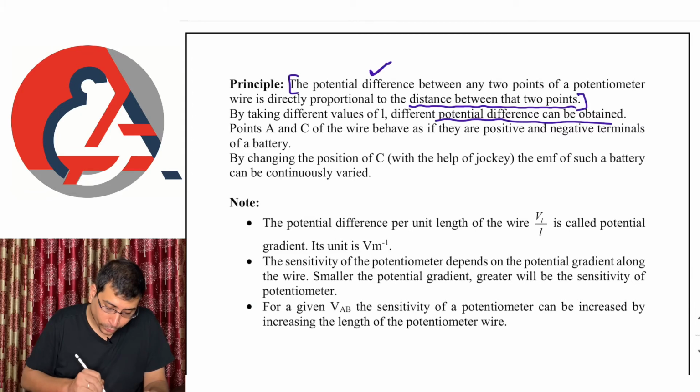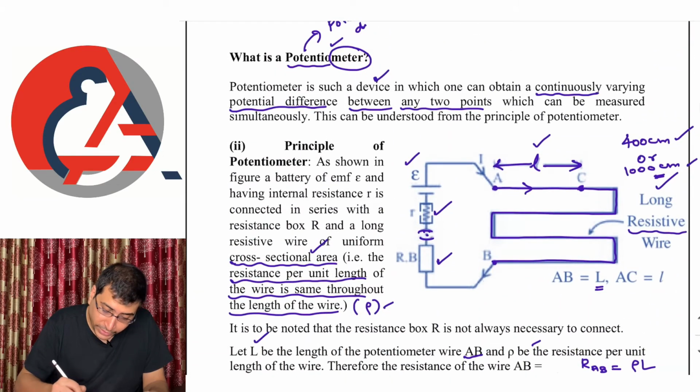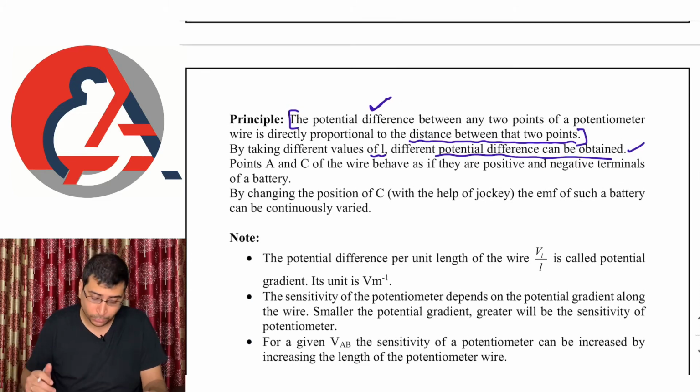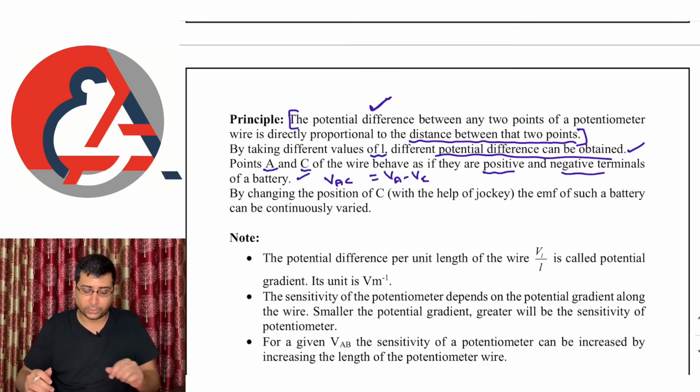And the next important point to be concentrated is, by taking different values of l, different potential differences can be obtained. So as we saw in the first step, the potentiometer is a device which can obtain continuously varying potential difference between any 2 points. So if you vary the value of l, we can obtain different potential difference that we need, in such a way that in the previous case, if you observe, points A and C of the wire behave as if they are positive and negative terminals of the battery. That is why we are able to say potential difference across AC, which is nothing but VA minus VC, right? That is what the point mentions.